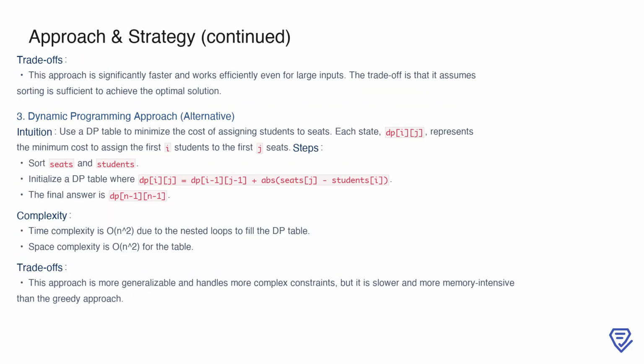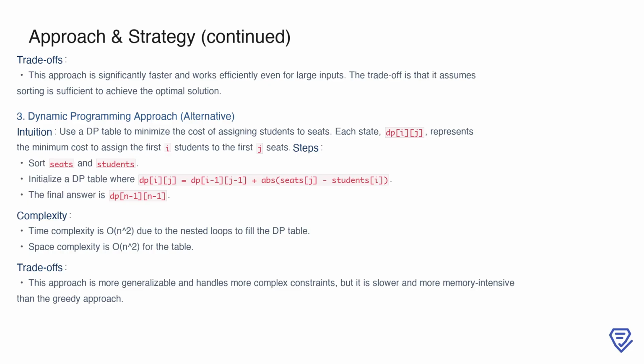While the greedy approach is highly efficient, there is another strategy worth considering, the dynamic programming approach. This method involves using a DP table where each state, dp[i][j], represents the minimum cost of assigning the first i students to the first j seats. To implement this, we start by sorting the seats and students arrays. Then, we iteratively fill the DP table using the relation dp[i][j] equals dp[i-1][j-1] plus abs(seats[j] - students[i]). The final answer is found in dp[n+1][n+1].